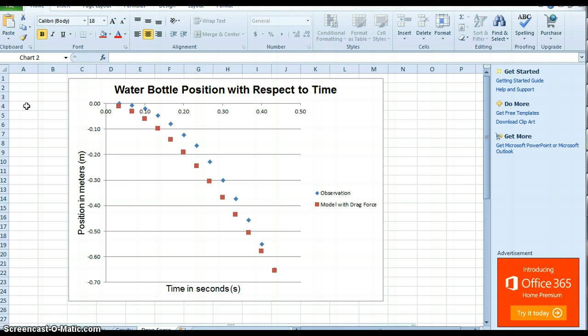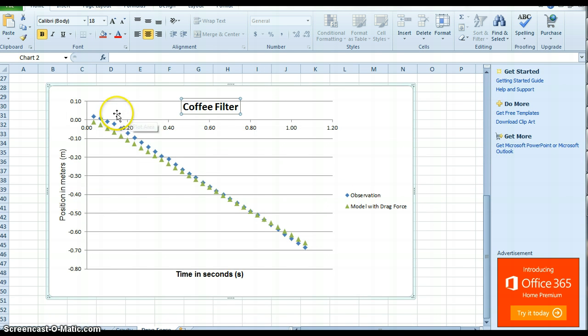And so again, from this model I was able to get more data, and I plotted that on the same graph as I got from the tracker video. And for the water bottle, as you can see, both the lines start off curvy and then they come to some kind of slope, and that slope is representative of the terminal velocity. And the same thing happens with the coffee filter. Both the lines come to some slope, and that slope is the terminal velocity.